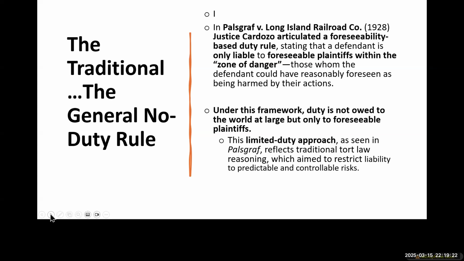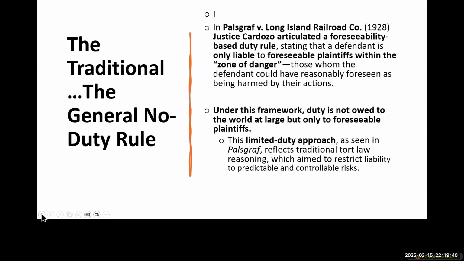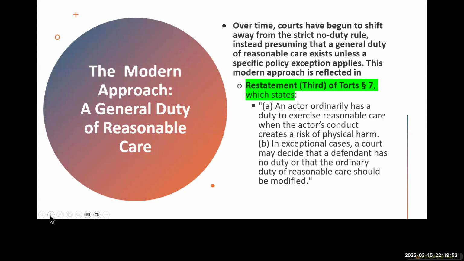Under this framework, the foreseeability-based duty rule, duty is not owed to the world at large, but only to foreseeable plaintiffs who are within the zone of foreseeability. That's traditional, that's Washington. Foreseeability. Duty is not owed to everyone. Got it? The modern approach is understandably the opposite of no general duty.